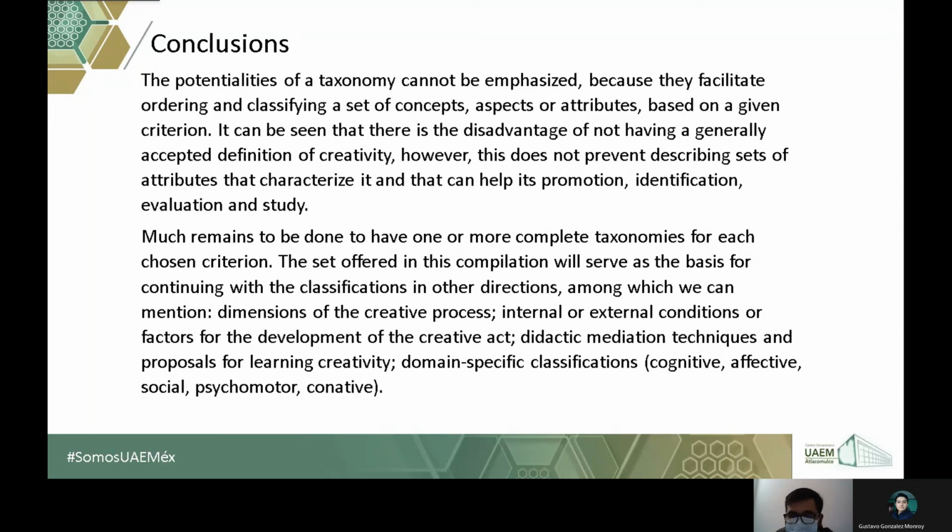This compilation will serve as a device for continuing with the classifications in other directions, among which we can mention dimensions for the creative process, internal or external conditions, or factors of development of the creative act, didactic mentions, techniques and proposals for learning creativity, domain-specific classifications, cognitive, affective, social, promotion, or cognitive.